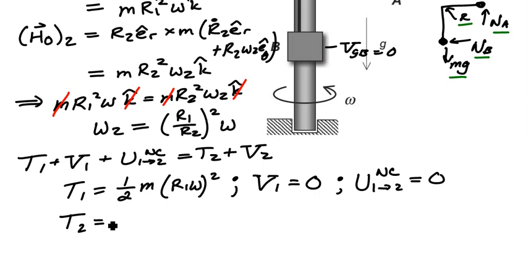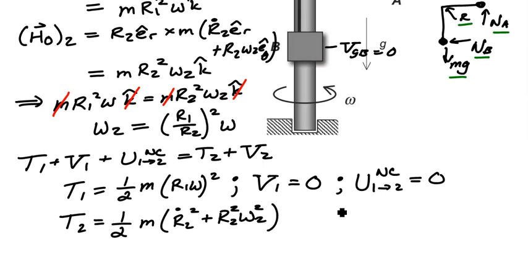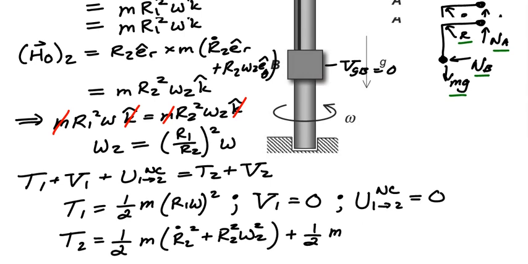T2, the kinetic energy of the system after the motion, is going to have to account for the total speed of block A, so I'm going to have 1/2 times m. Its total speed squared is going to be r2 dot squared plus r2 times omega 2 all squared. So we'll end up with something that looks like that. And then I'll need to account for the kinetic energy of block B. So in this case I have 1/2 m. What is the kinetic energy of block B?